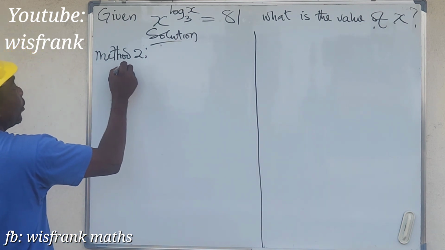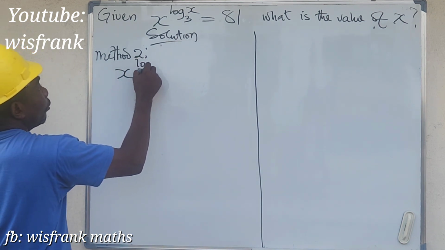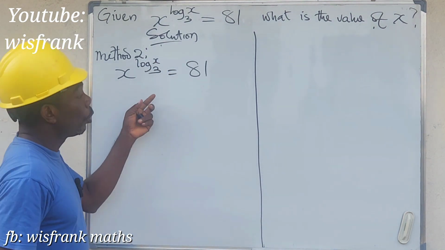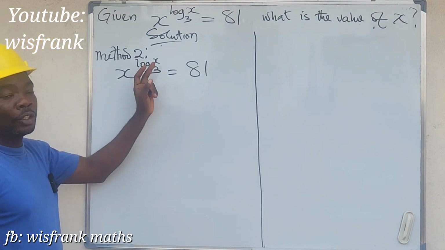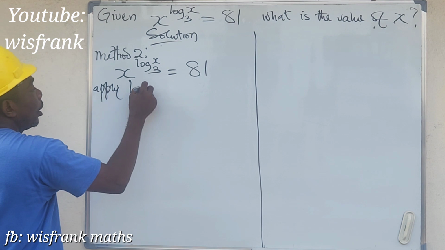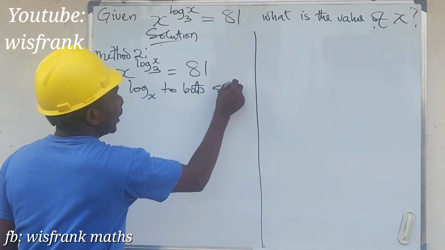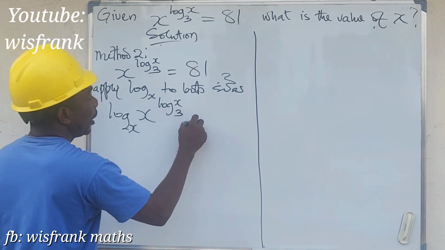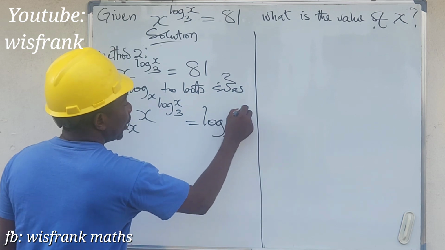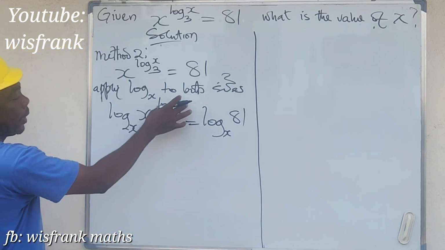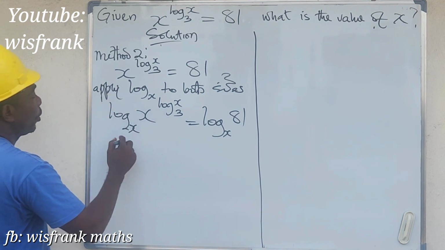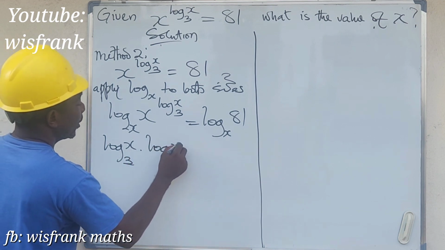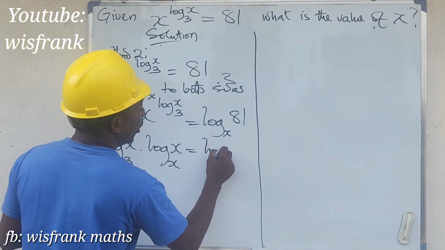So we are given the same question that we have, x to the power of log x to base 3 equals 81. So from this method 2, we are going to apply log of base x to both sides. So this will become log base x of x to the power of log x base 3 equals log of base x of 81. So in this case, this power will move to this other side. So we have log x to base 3 times log x to base x equals log x of 81.